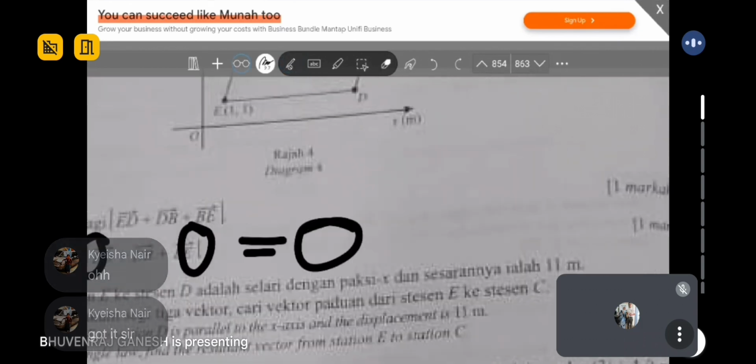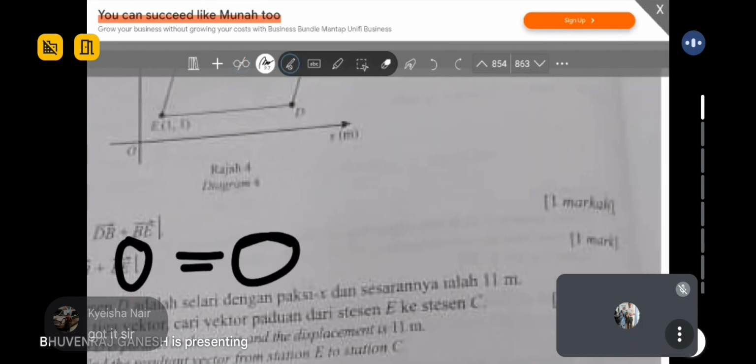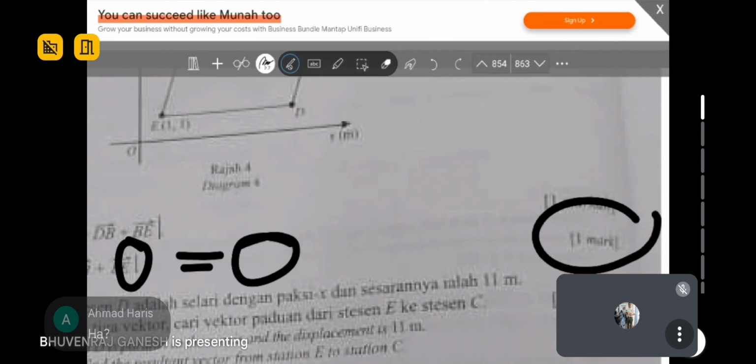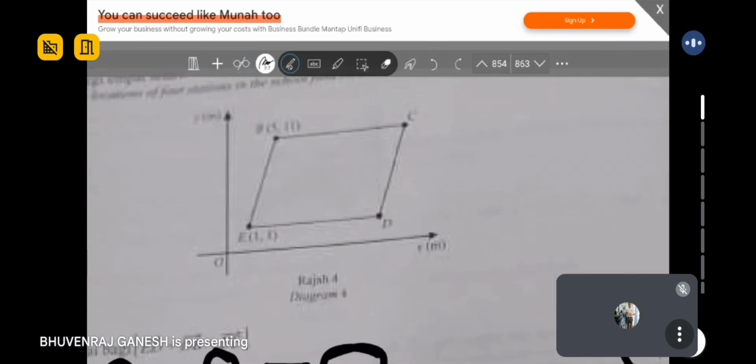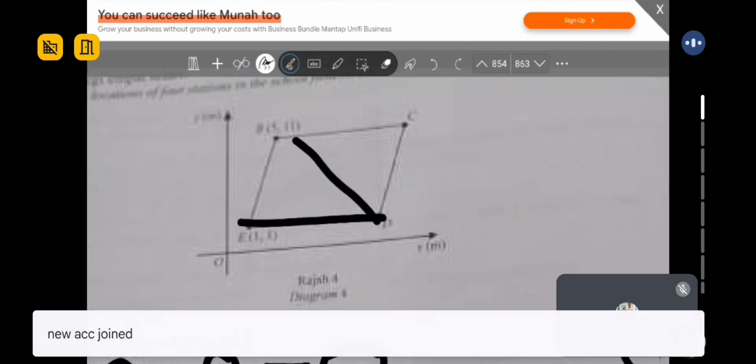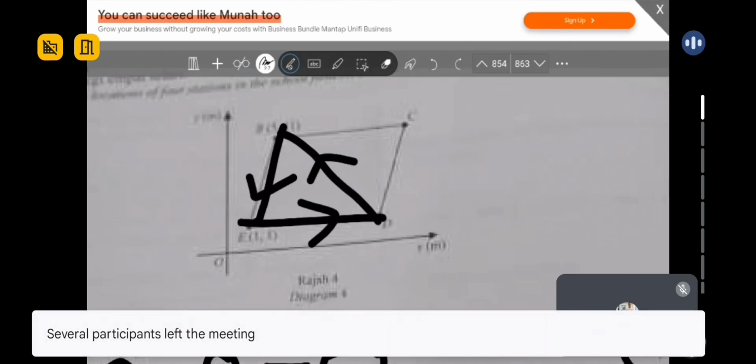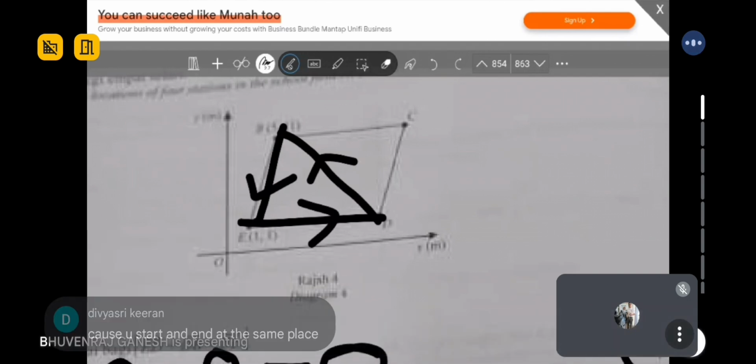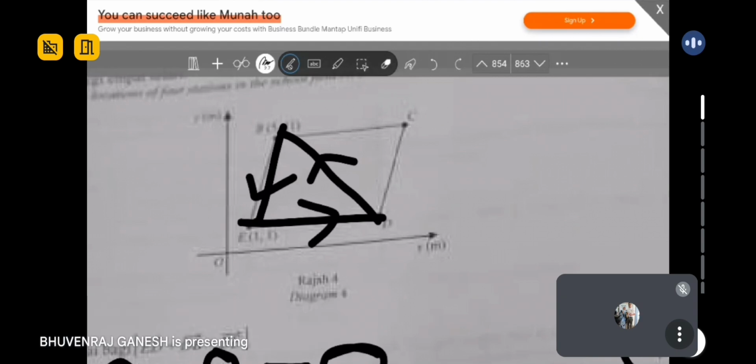Whenever you see 1 mark question, don't show any working. Jangan tunjuk apa-apa jalan kira. Just the answer only. Jawapan akhir. Okay Ahmad? So boleh nampak tak? Okay, contoh. ED, DB, BE. Tengok Ahmad. Kamu melalui jalan yang ni. So kamu kembali tak ke titik asal? Yes. Kamu kembali. You start at E at the same place guys. So that's why the resultant is 0.